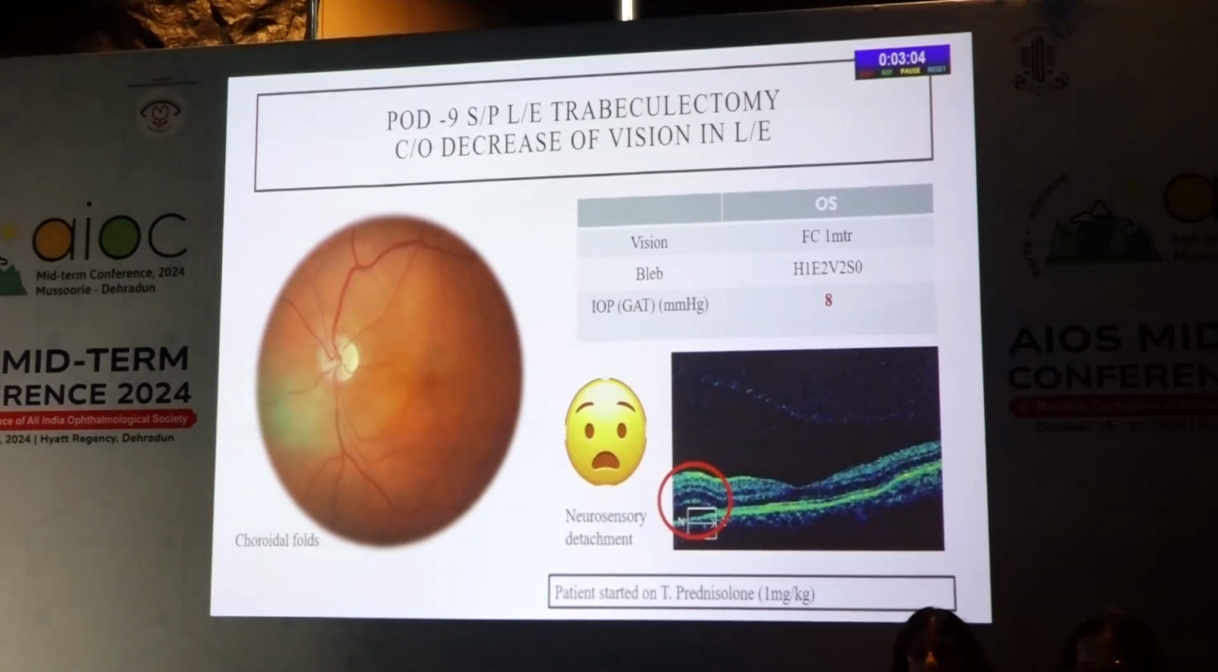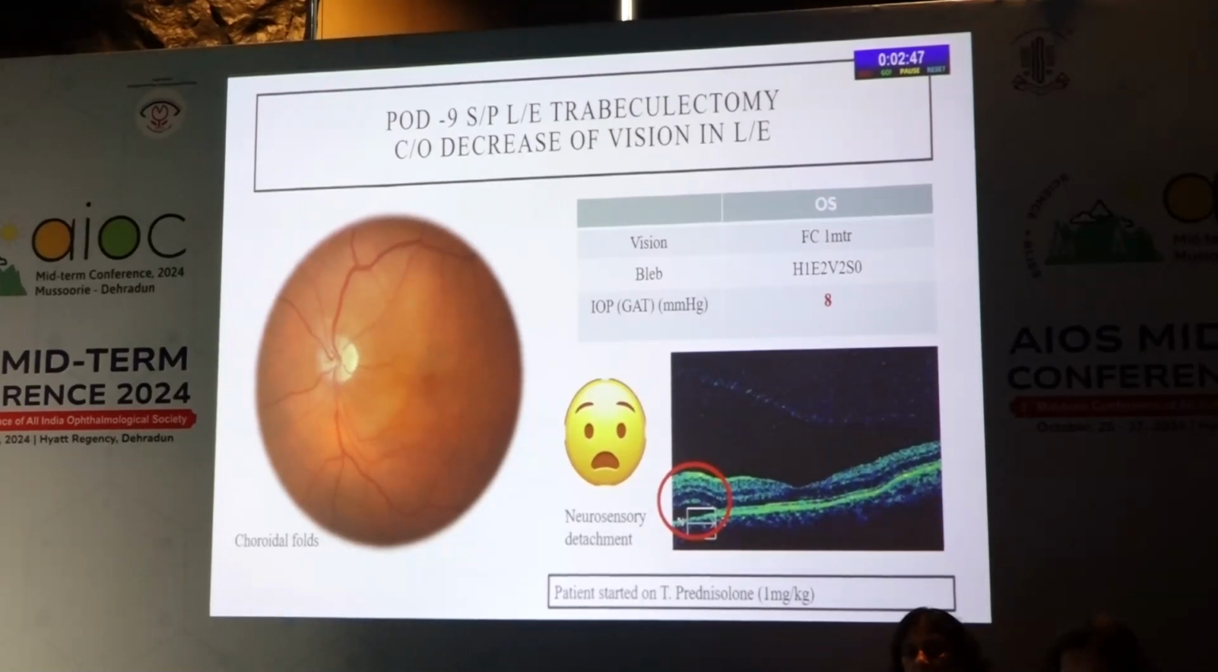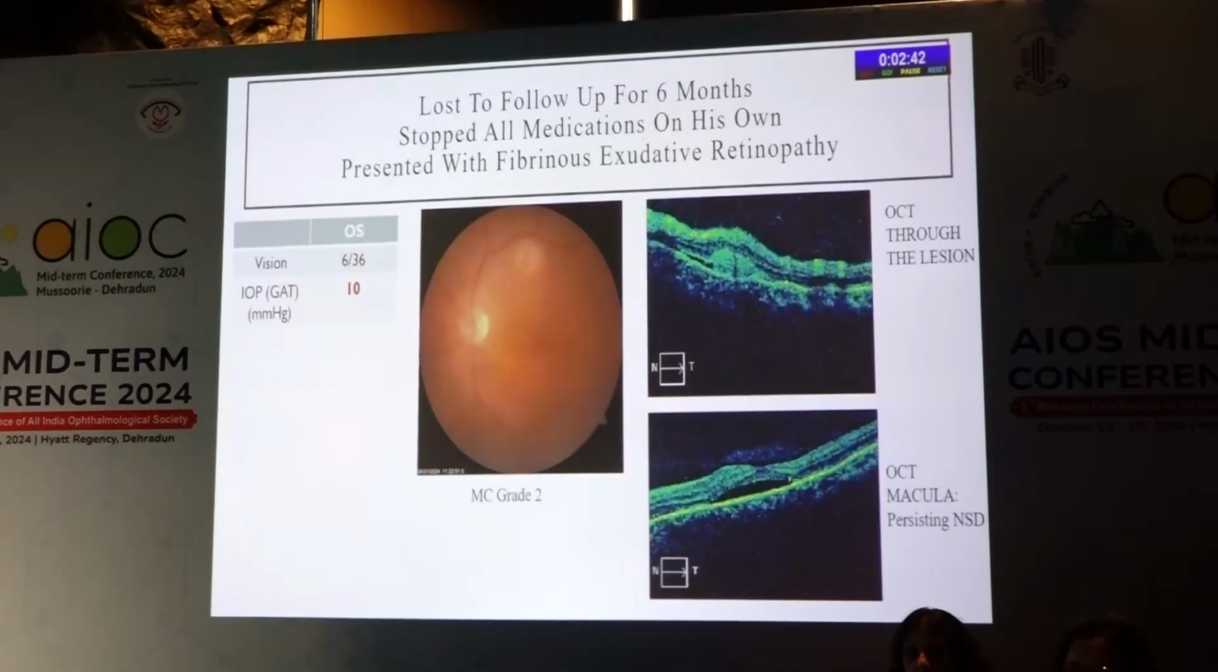So we got an OCT macula done, and we saw a neurosensory detachment. We studied about it, and we saw that there are very few reports, especially one report with a Sturge-Weber syndrome patient who had a neurosensory detachment after trabeculectomy. So we were more likely thinking towards an inflammatory cause. So we just started the patient on tablet prednisolone 1 mg per kg.